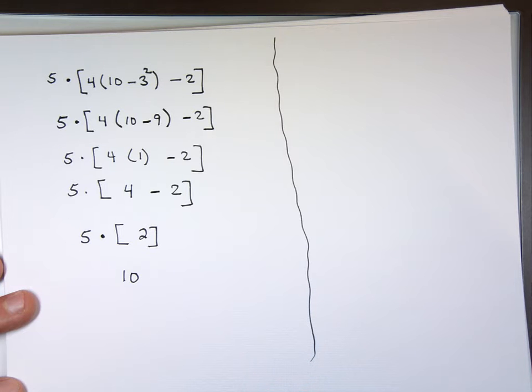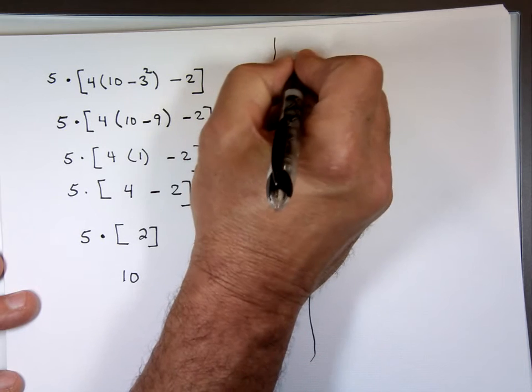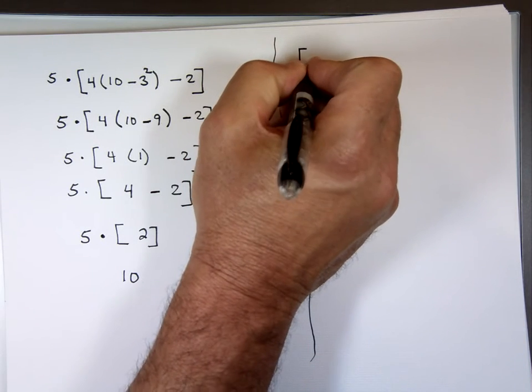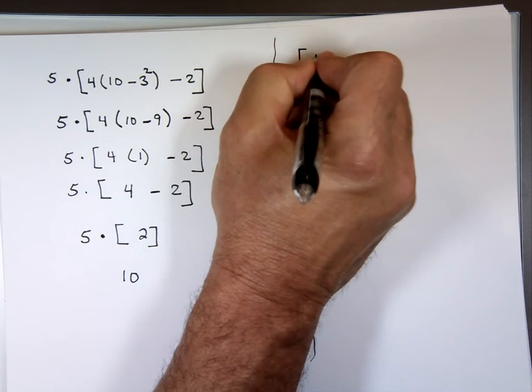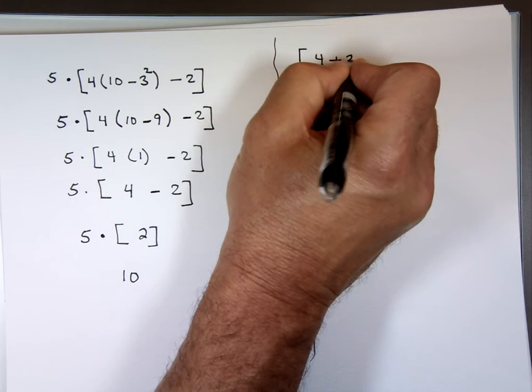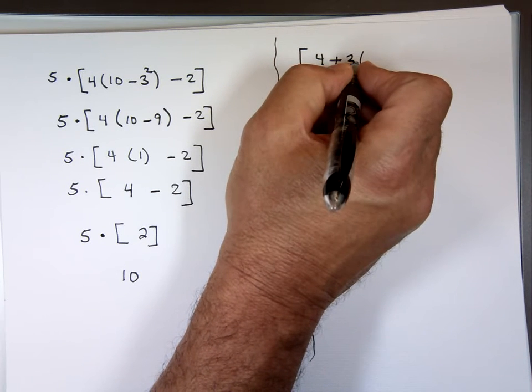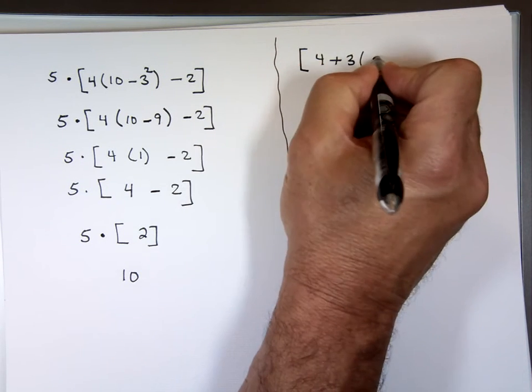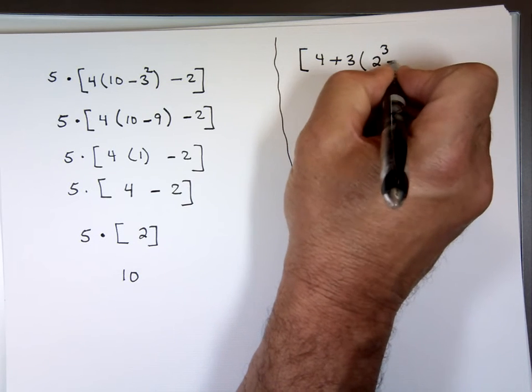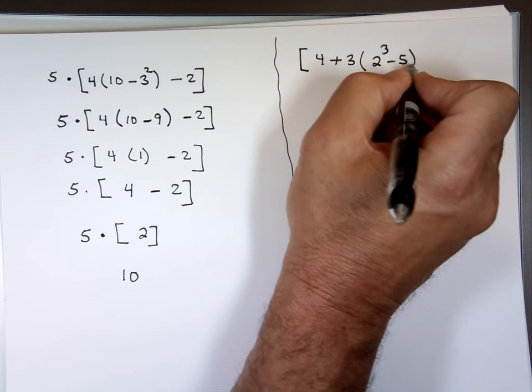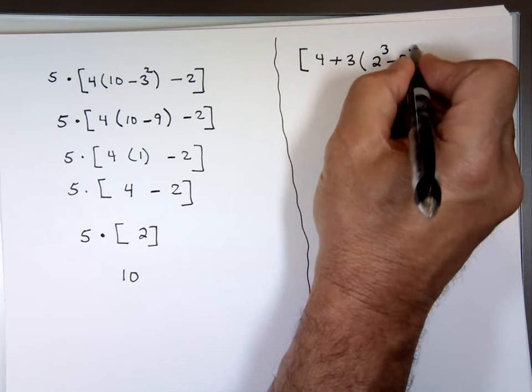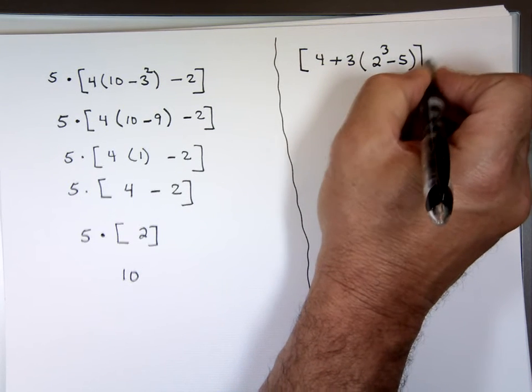I'll do another one like it. 4 plus 3, parentheses, 2 cubed minus 5, close the bracket, times 10.